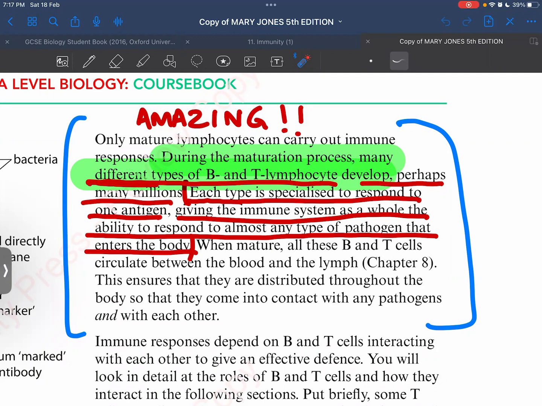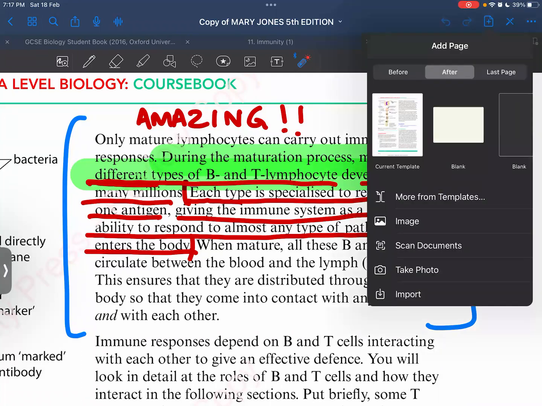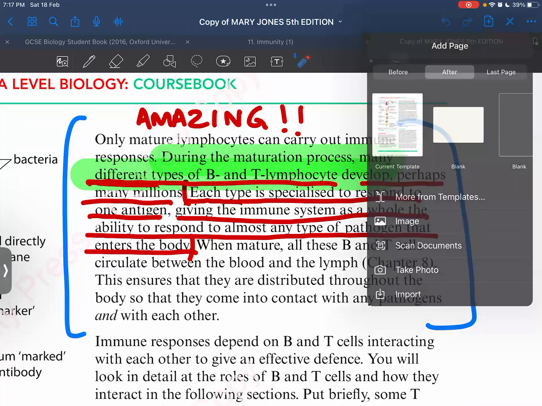When mature, all these B and T cells circulate between the blood and the lymph. This ensures that they are distributed throughout the body so that they come into contact with any pathogens and with each other. क्या मतलब है इस बात का? Now just try to understand this thing. And this is a very important concept.